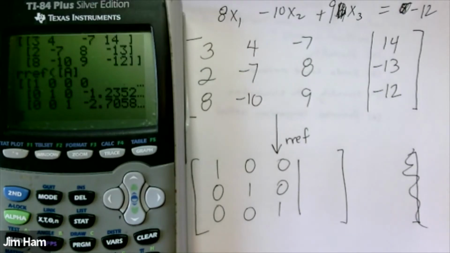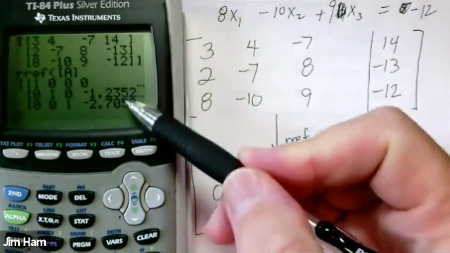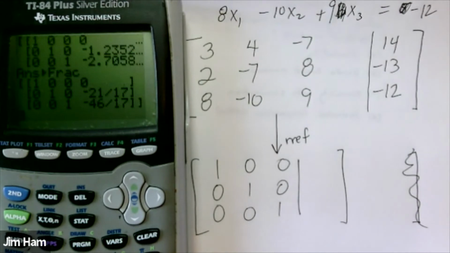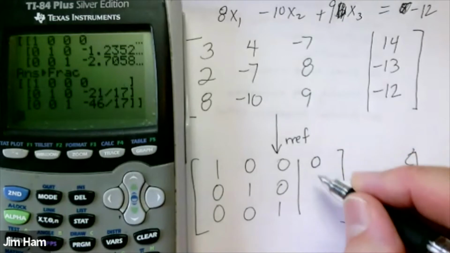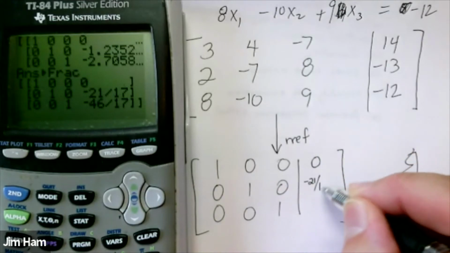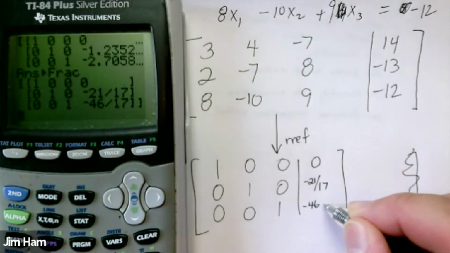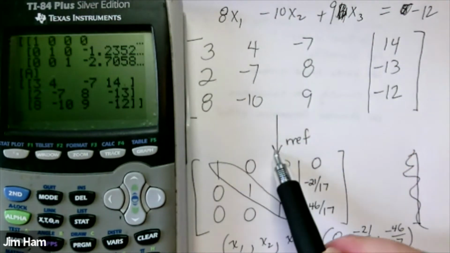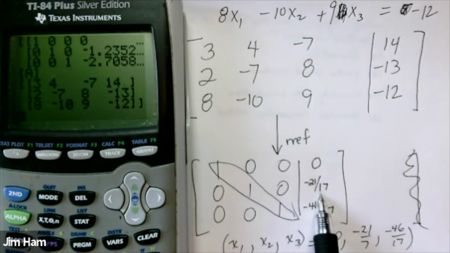Sometimes I prefer fractions, and so the calculator will allow you to convert these messy decimals to fractions just by going to the math menu here, and then converting to a fraction. If it can change those numbers to fractions, it'll do it. They're not nice, but -21/17 and -46/17. Because you have the ones down the diagonal, x3 is going to be this, x2 is going to be this, and x1 is going to be this.